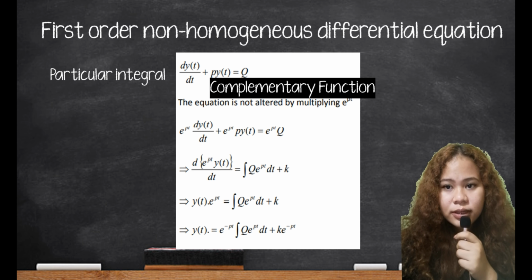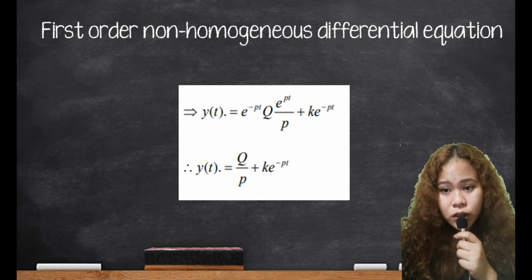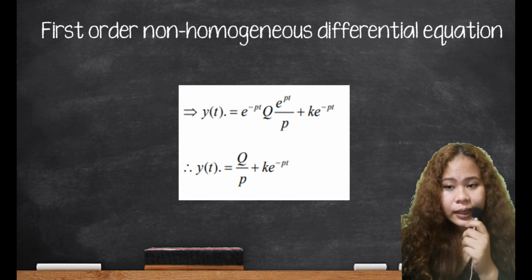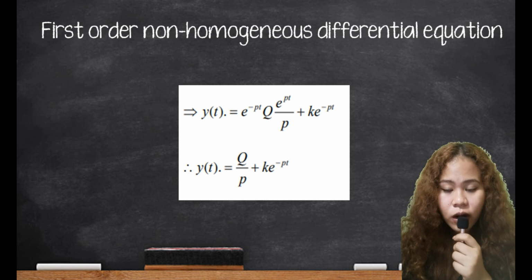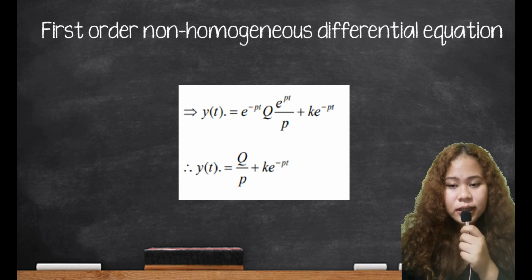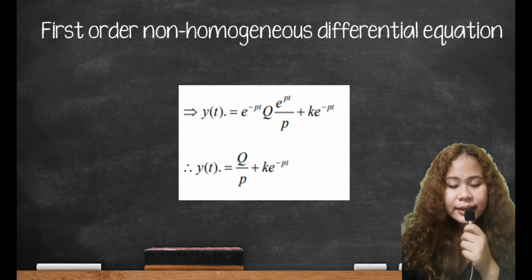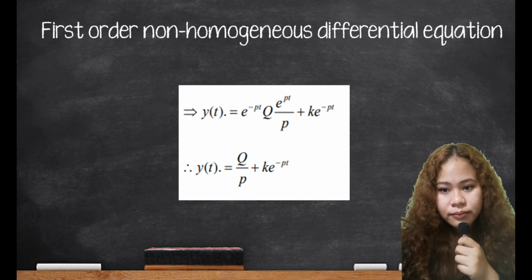If q is constant, then y(t) is equal to e to the power of negative pt times q times e to the power of pt all over p plus k times e to the power of negative pt. Therefore, y(t) is equal to q over p plus k times e to the power of negative pt.